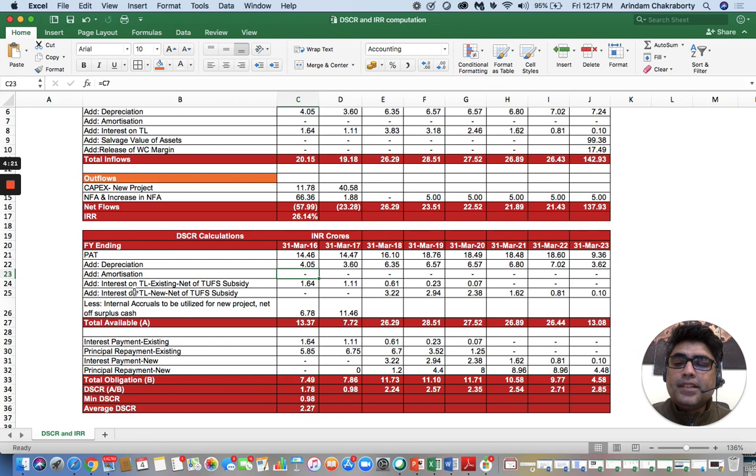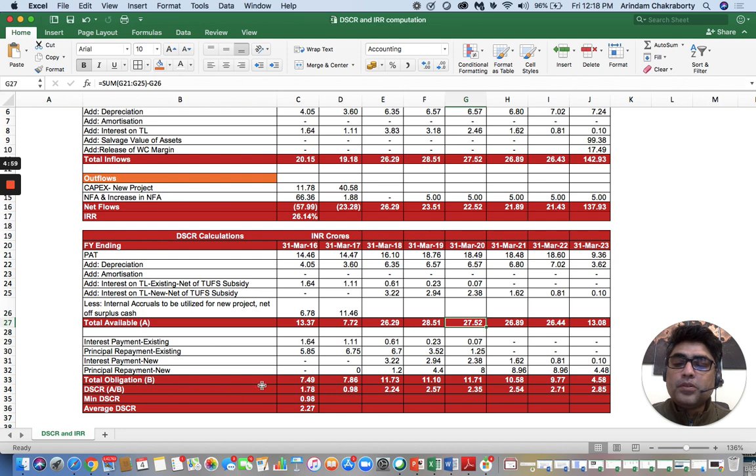That is in the context of interest on term loan for the existing loans, and this is for the new loan. Interest on term loan for the new loan that the company is taking is also adjusted to net of TUF subsidy. That is how the figure gets computed here. Less internal accruals to be utilized for the new project, net of surplus cash. This is the figure, and then we reach the total available figure with the sum function. Since it is a less item, it is adjusted here.